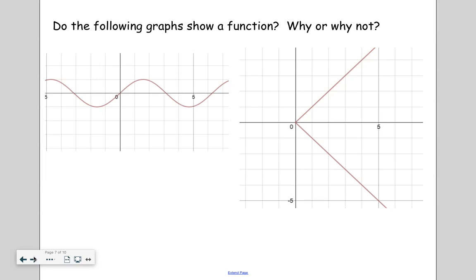Okay, do the following graphs show a function? Why or why not? You can use that vertical line test again. If you draw a vertical line, can you hit that red line twice? So go ahead, push pause, try that out, take a guess.